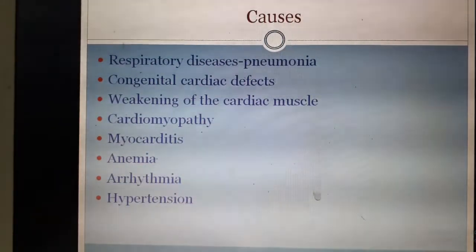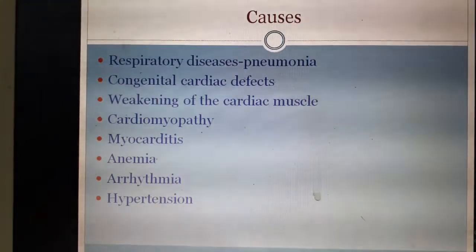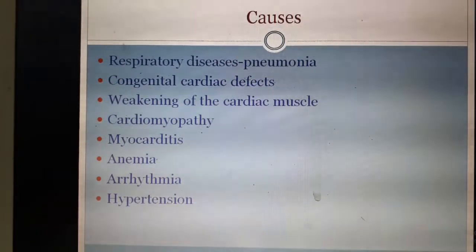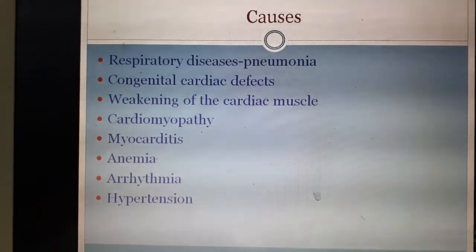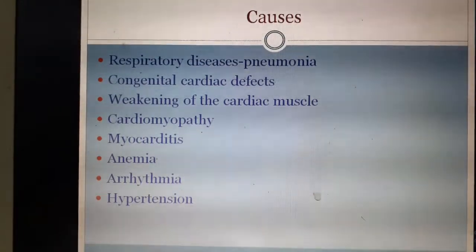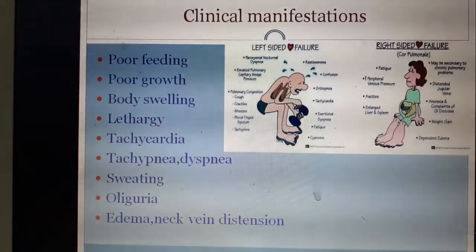Number one is respiratory diseases like pneumonia, especially in infants. Any congenital heart defects can lead to heart failure, as can weakening of the heart muscle, cardiomyopathy. There are different types. It could be dilated cardiomyopathy, where the heart muscle is stretched and weakened, leading to cardiac failure. Other causes are myocarditis, anemia, arrhythmia, and hypertension. Clinical manifestations in children are poor feeding and poor growth.